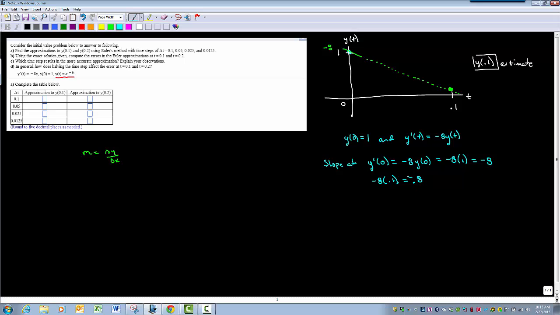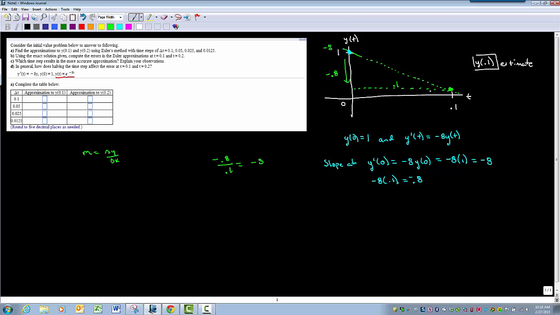And so what that tells us is that we went down by 0.8, we went over by 0.1. So now notice that if I take -0.8 and divide it by positive 0.1, the change in y divided by the change in x, I get the slope. So I'm basically working backward, right?